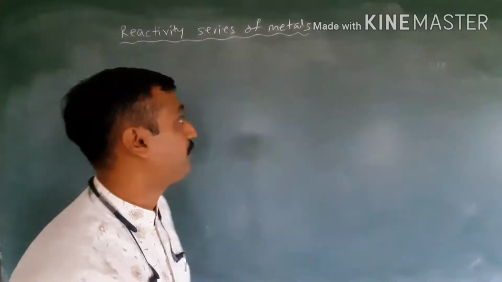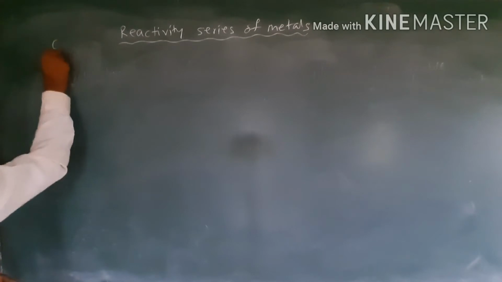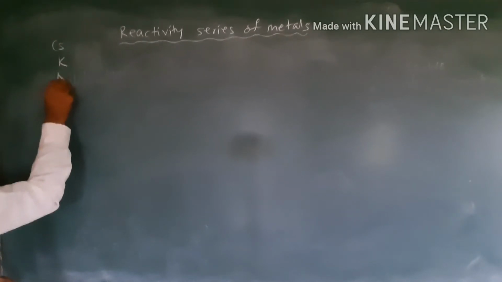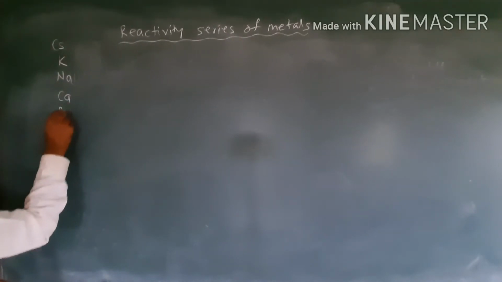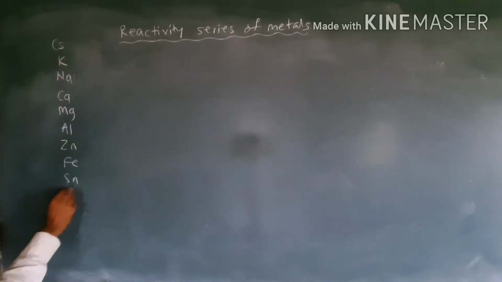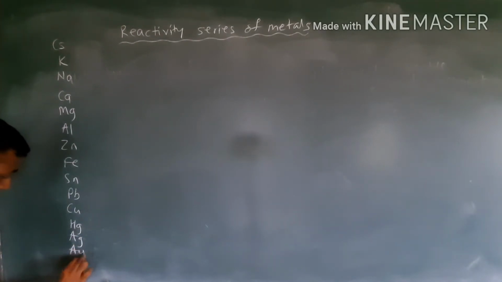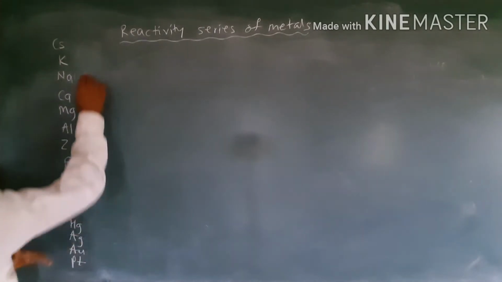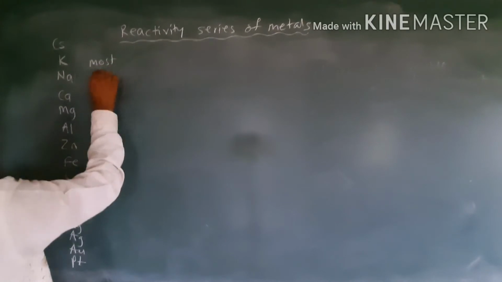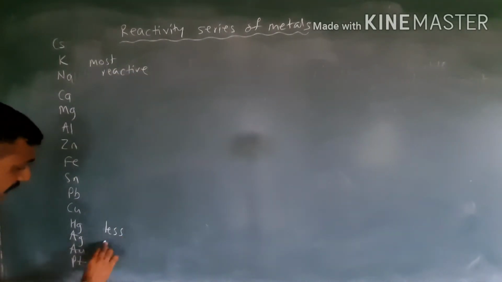For example, here it begins with cesium, potassium, sodium, calcium, magnesium, aluminium, zinc, iron, tin, lead, copper, mercury. Then there is silver, gold, platinum. Like these metals are there. Those which are at the top are the most reactive metals, and those which are at the bottom are the less reactive.